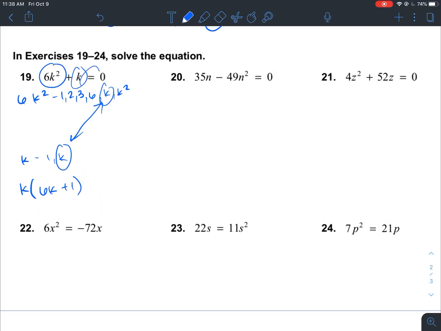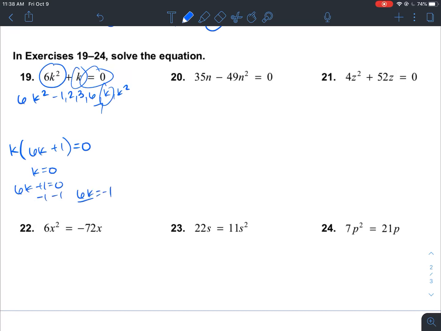But remember that this is equal to 0. So if it's equal to 0, then I have to take both terms and use the zero product property and set both terms equal to 0. So k equals 0 and 6k plus 1 equals 0. Then I solve, so I subtract 1. So 6k is equal to negative 1. Divide by 6, divide by 6. So then k would equal negative 1 over 6 as well as 0. Okay?